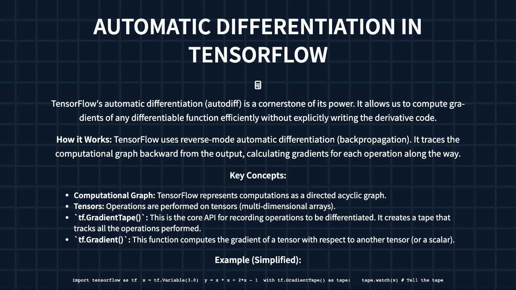The tf.GradientTape is really key here. It's how you tell TensorFlow what parts of your code you want to calculate derivatives for, and the tape.gradient function actually does the gradient calculation based on that tape.